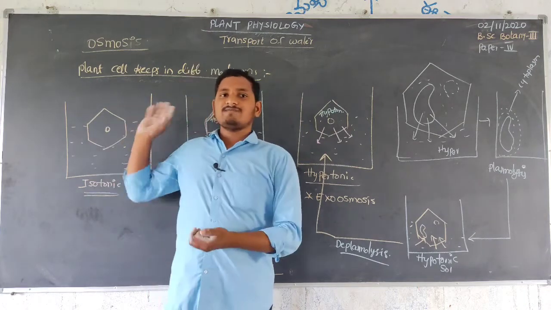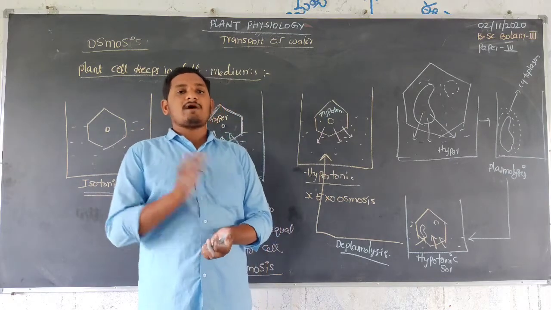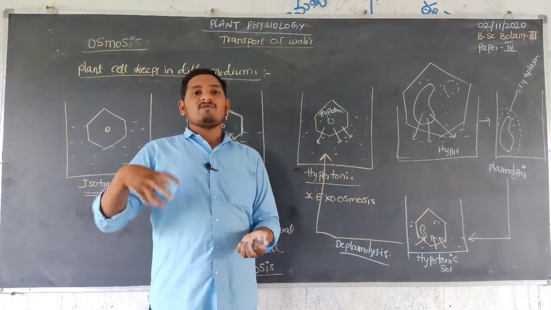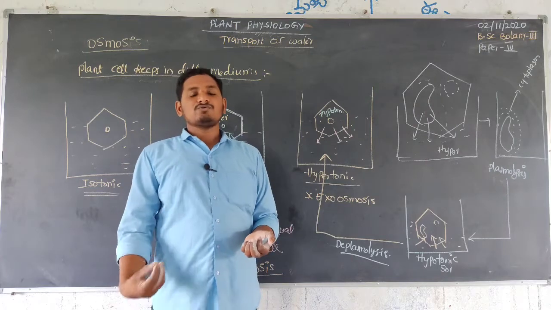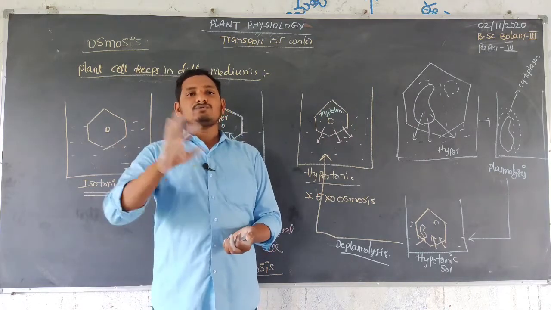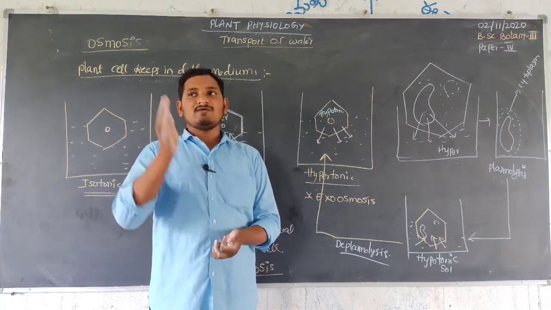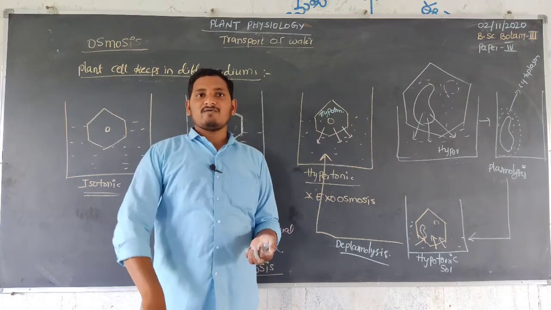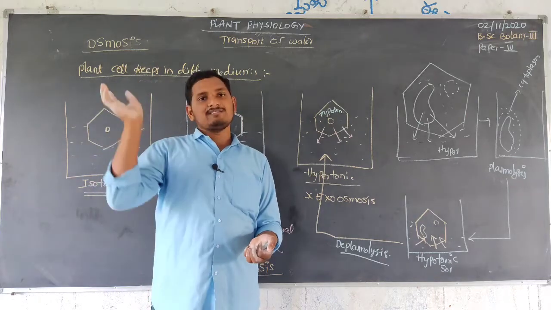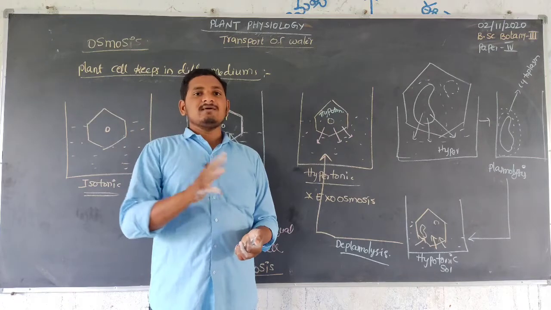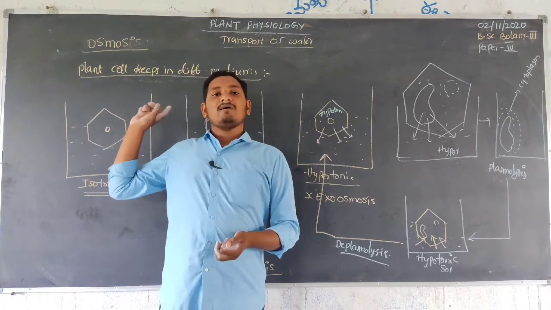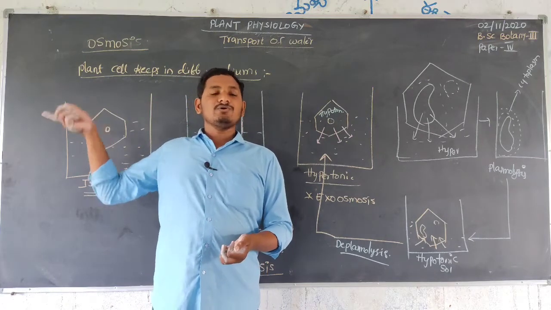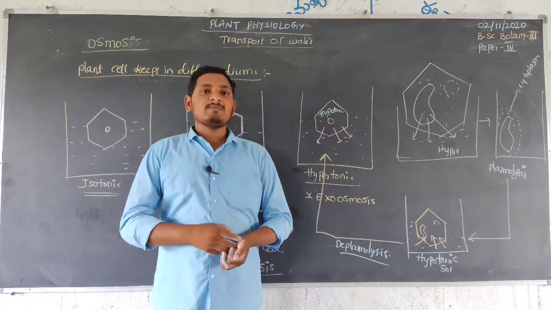What is the significance of osmosis? Osmosis helps the movement of water from the roots to the plant body and from cell to cell. It moves substances from one cell to another, and moves water from the lower region to the higher region. Substances move from a region of higher concentration to a region of lower concentration in the plant body.